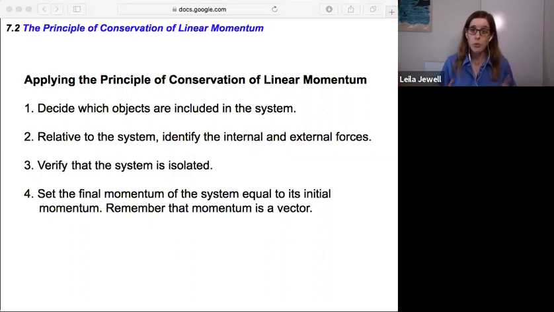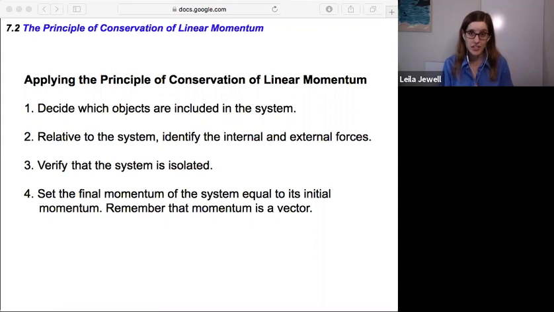First, we want to decide what objects are included in our system. Okay, 2 skaters in our system, 2 balls in our system. Okay. Relative to the system, identify the internal and external forces. Internal forces are things that are just between objects in the system, usually bouncing into each other. External forces are anything outside of what we've defined as our system. Then verify that the system is isolated, that the external forces aren't creating a net external force on them.